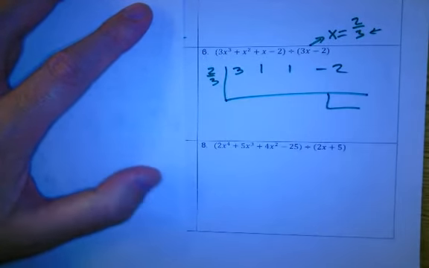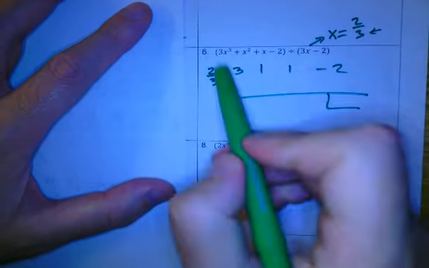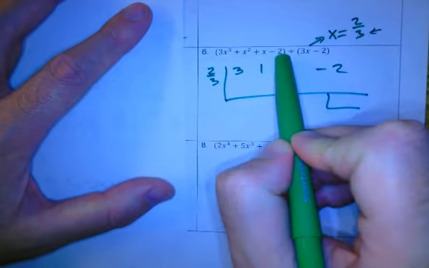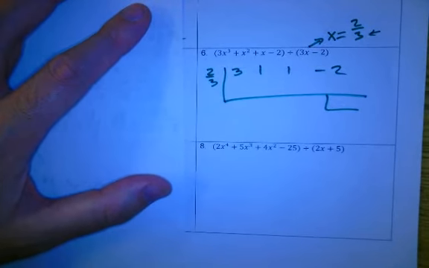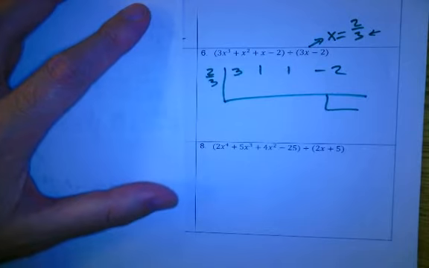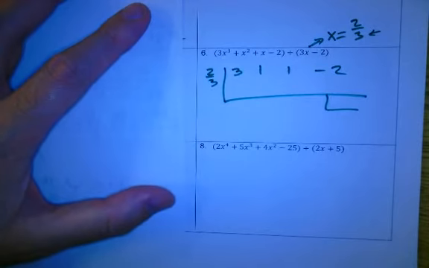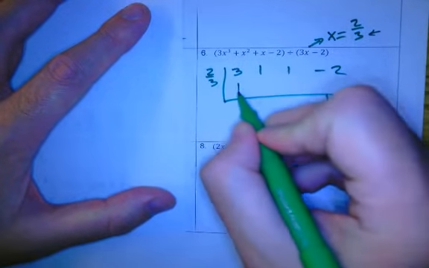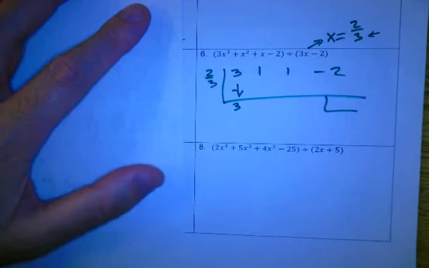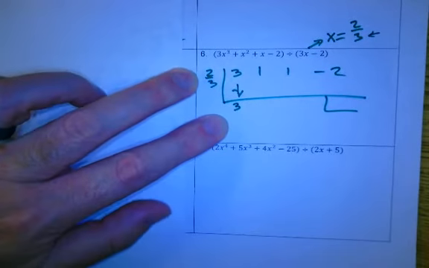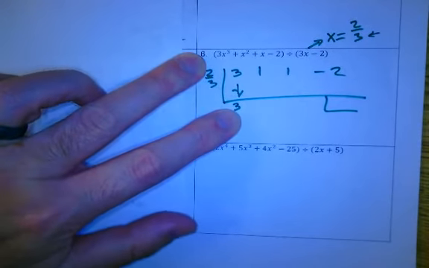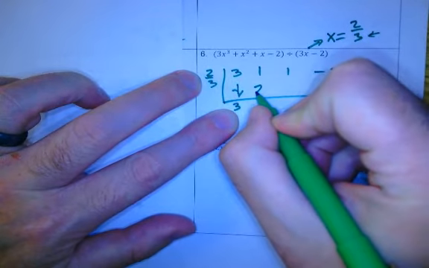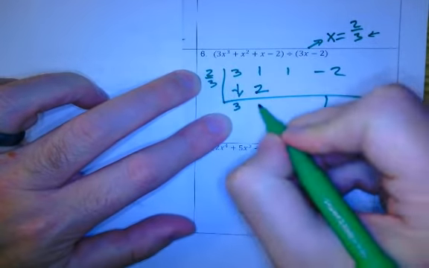Now, I don't need any zeros here because it's x cubed, x squared, x, and constant. Everybody okay with what's going on? How do I start? Bring down the first digit. In this case, it's a 3. Okay? 3 multiplied by 2/3. Well, 3 times 2 is 6. Divided by 3 is 2. Add up the column. That's another 3.